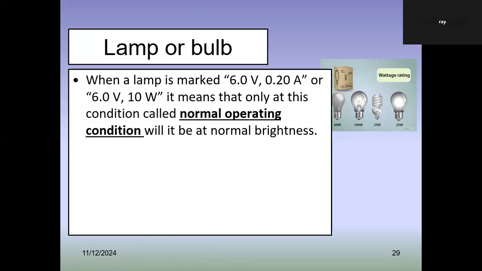The lamp is marked 6 volt, 0.2 ampere, or 6 volt, 10 watt. It means that only at this condition is the normal operating condition. That means you must provide 6 volt. If it's less than 6 volt, then it doesn't dissipate 10 watt and doesn't give you the brightness that you want. Right? Normal brightness.